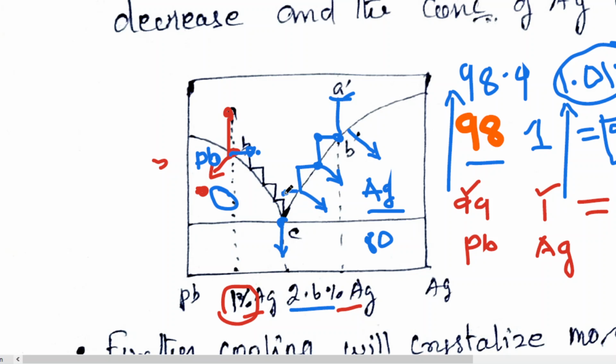When I reach this temperature, this composition, that is 2.6, I am cooling. When I reach this point C, suddenly all the liquid melt will become solid. In all this area, only pure silver is getting deposited and the liquid melt mixture is there. But if you take 80% of silver, 20% of lead, if you try to cool step by step, what will happen?